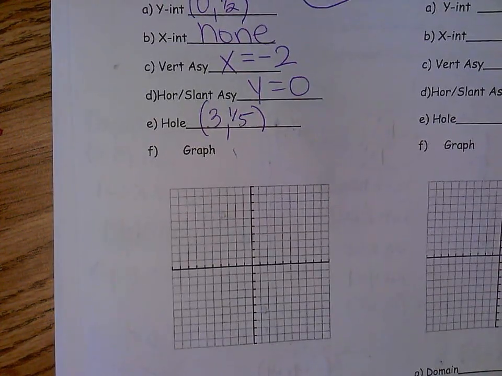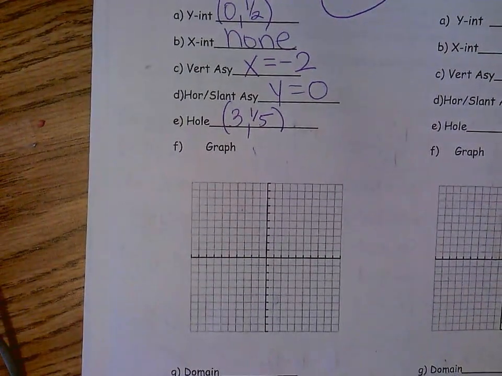So now that you know what all the correct collection of information is, why don't you see if you can sketch that on the graph? And then you might want to wait to do the domain and range for just a minute.